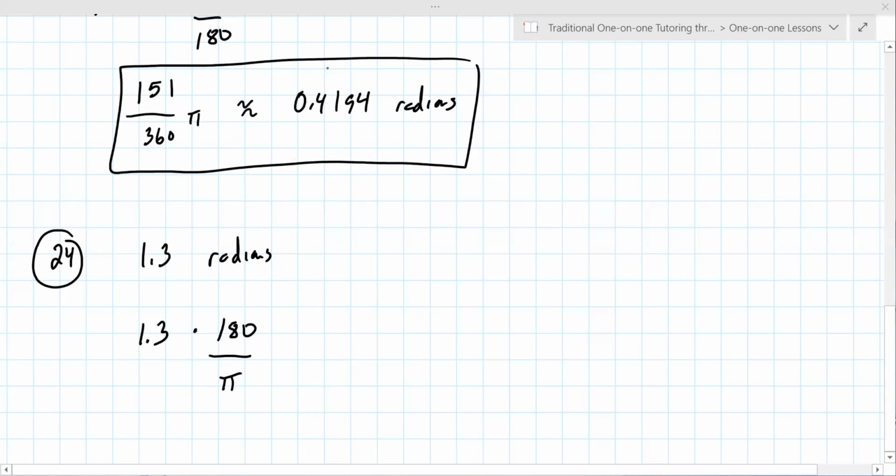It's just 234. And then do I just divide that? Yes, you do want to divide that. So you get about 74.5-ish degrees, somewhere around there.